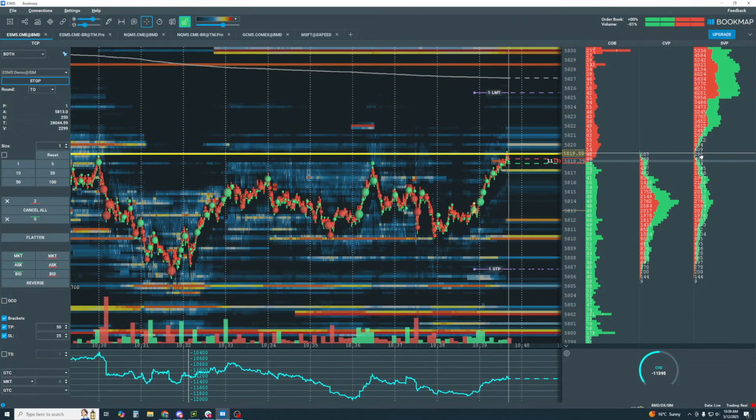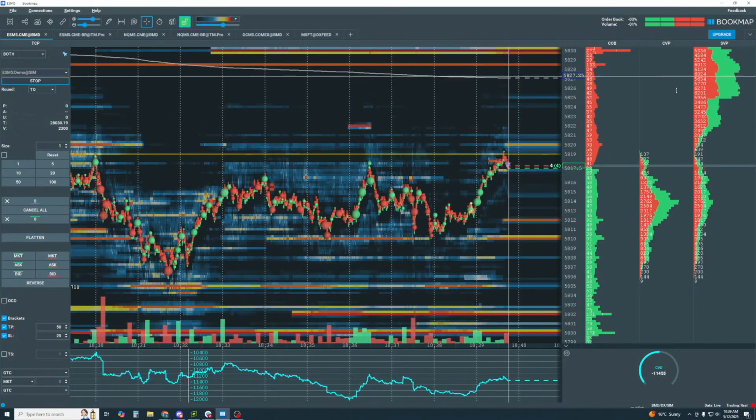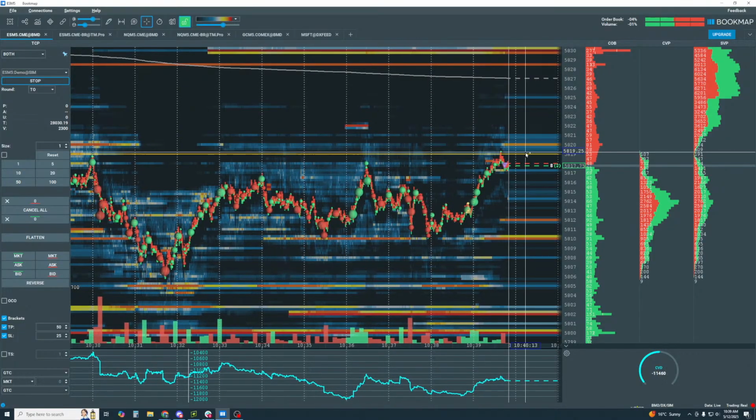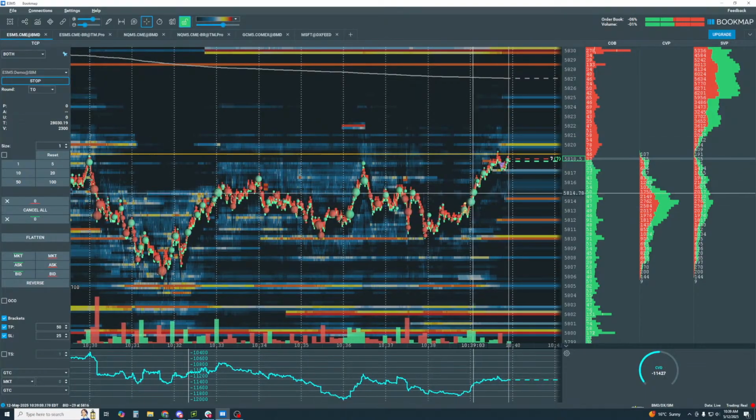Now we're right into our zone in here. I think that's a pretty good area to take some profit, this low volume node here. So I'm going to do that, and we're done. That's it. That's the trade, right?